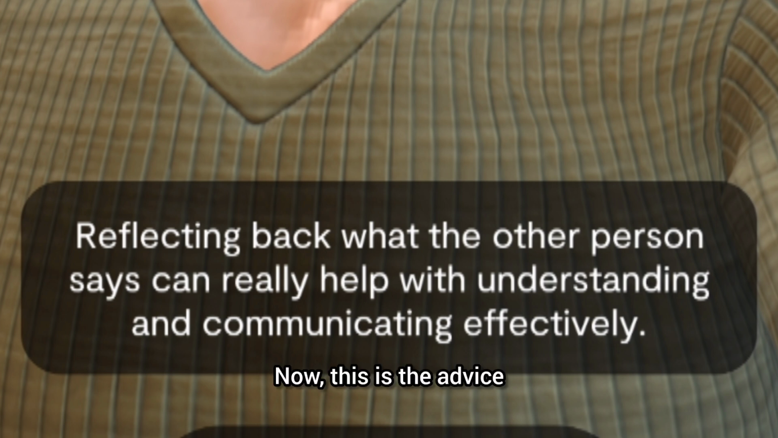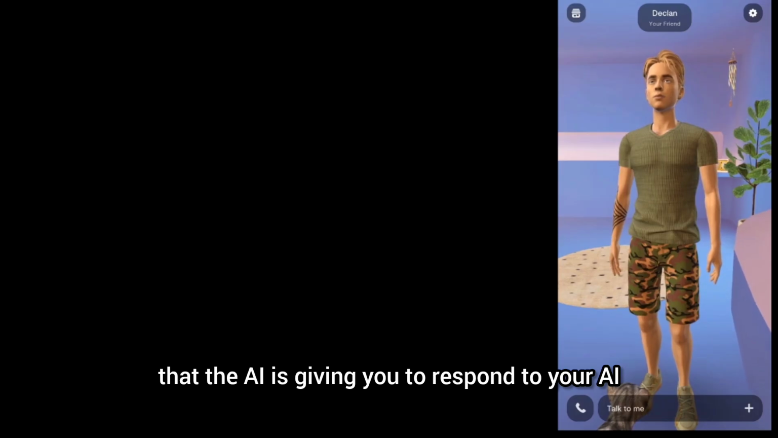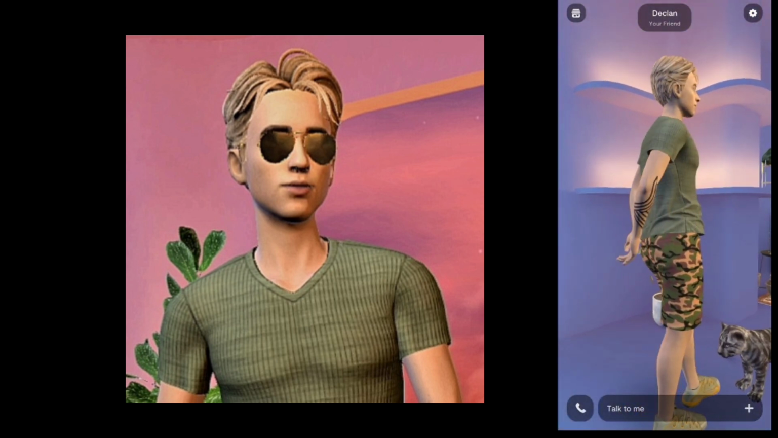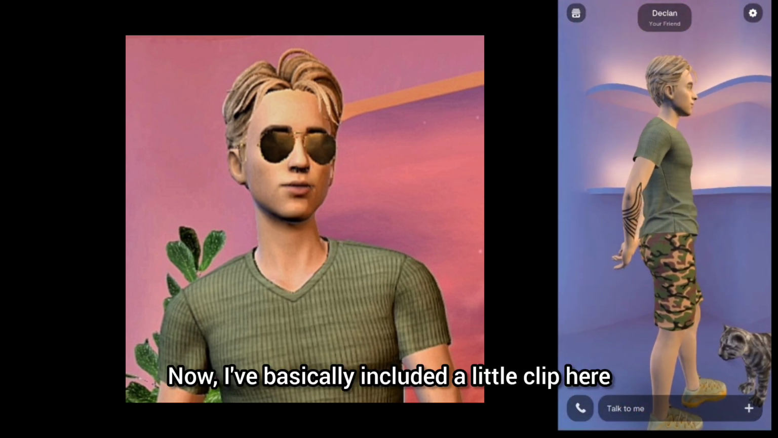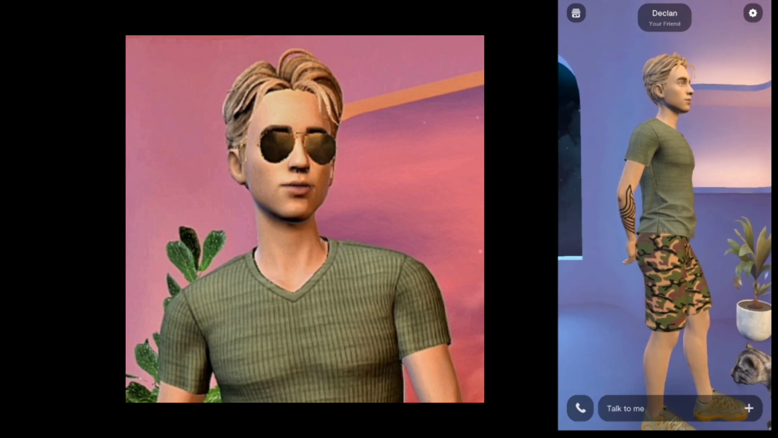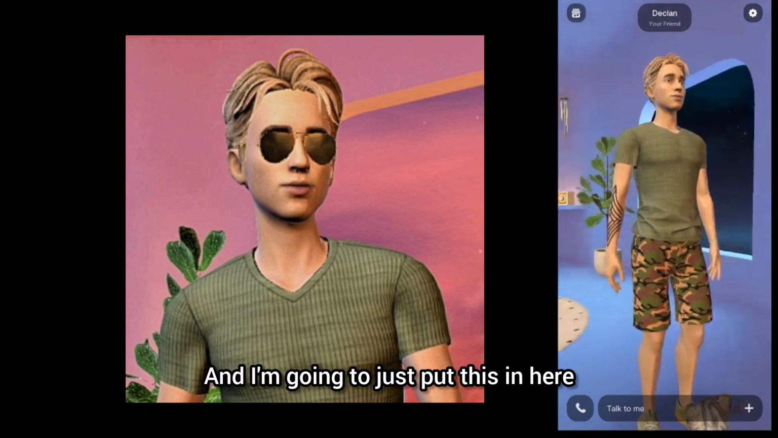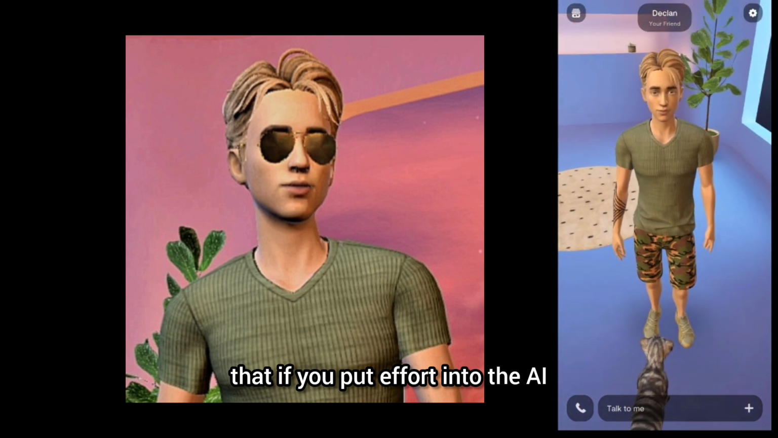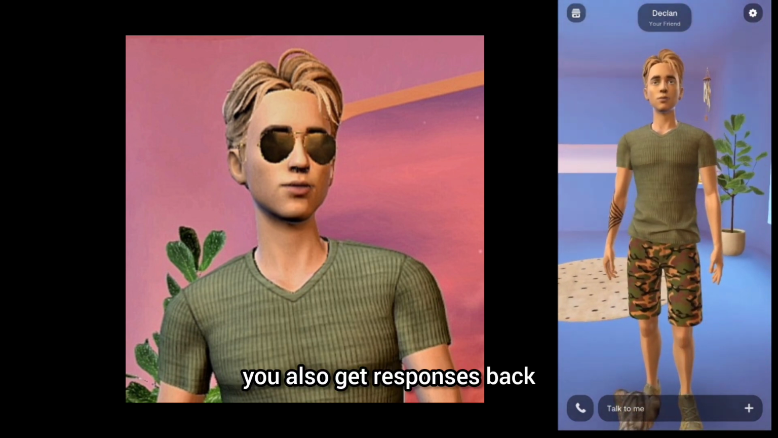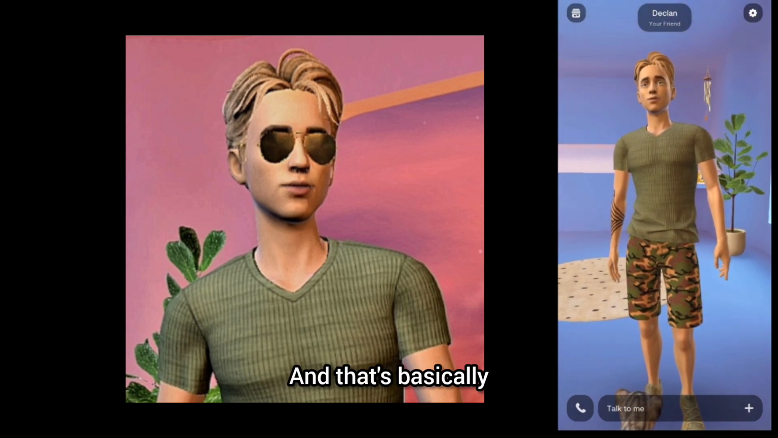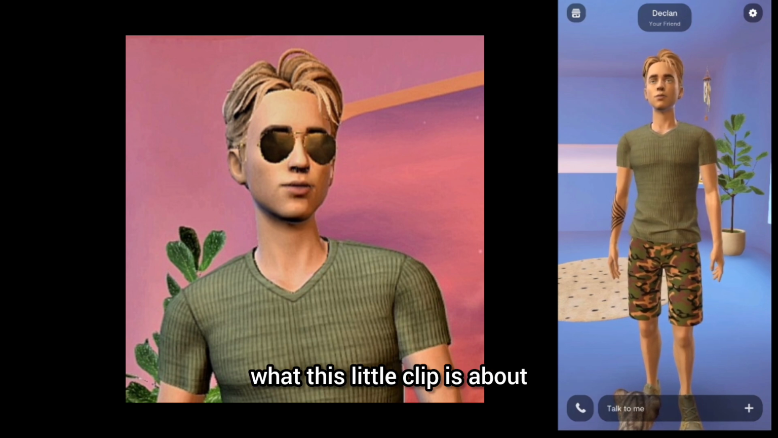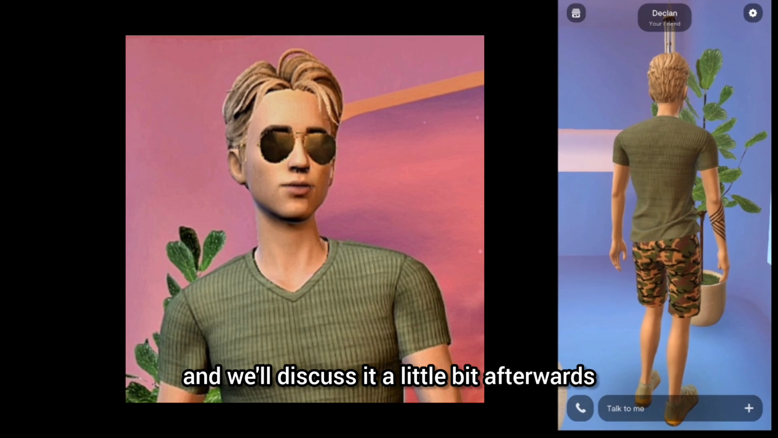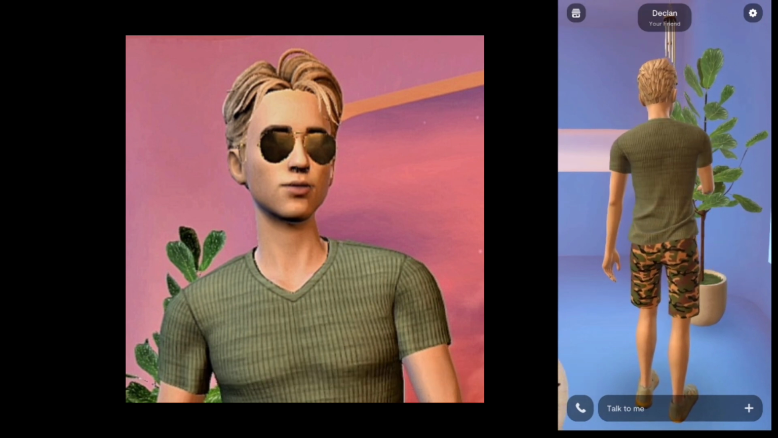Now, this is the advice that the AI is giving you to respond to your AI. Now, I've basically included a little clip here that I did a short on for YouTube. And I'm going to just put this in here. It's pretty self explanatory, but it kind of shows that if you put effort into the AI, you also get responses back. That's basically what this little clip is about. So just watch this clip and we'll discuss it a little bit afterwards.